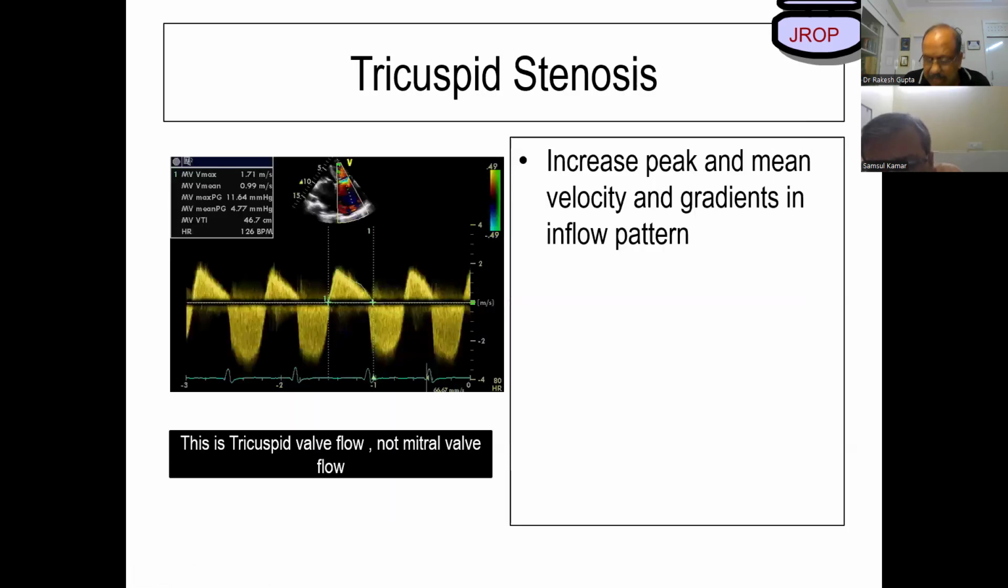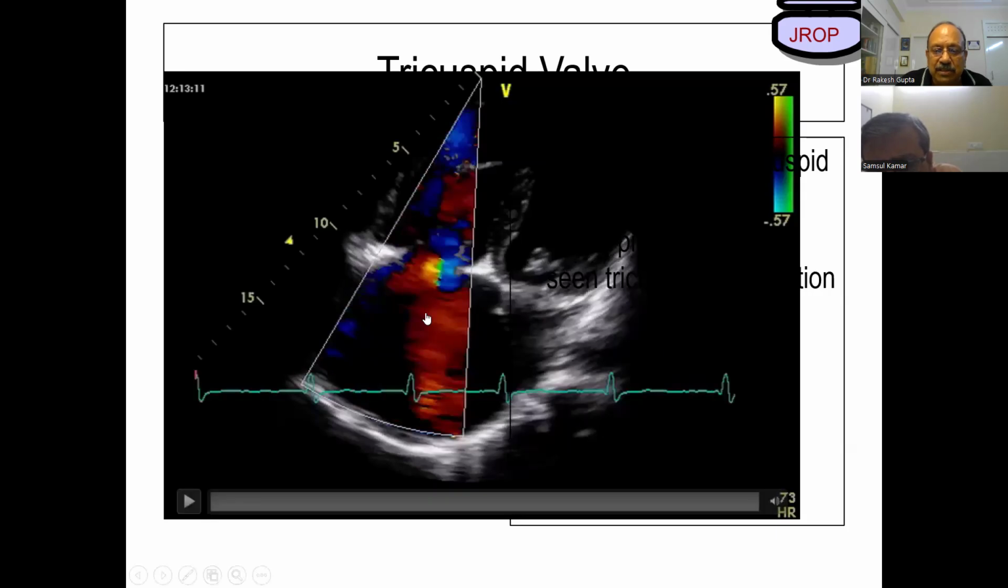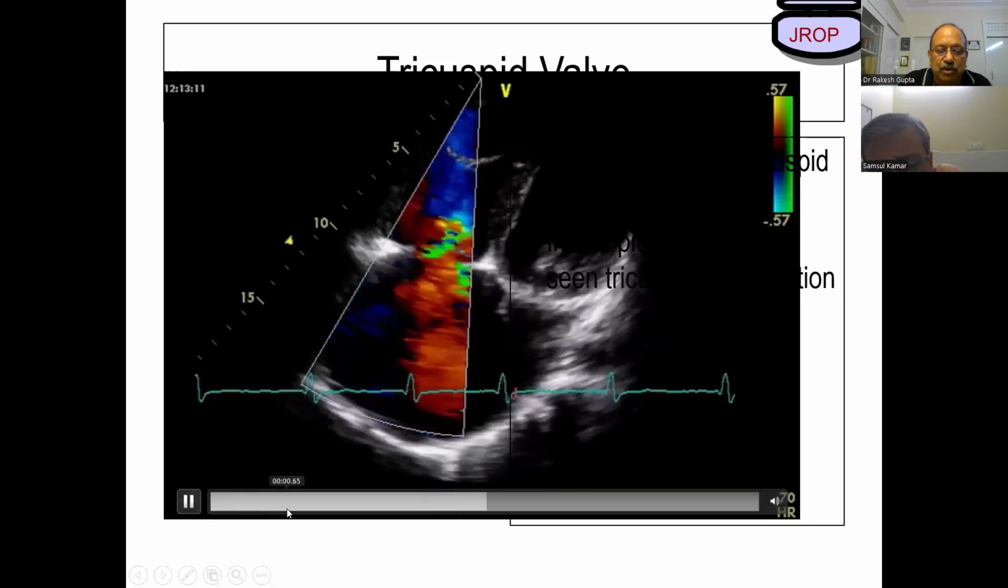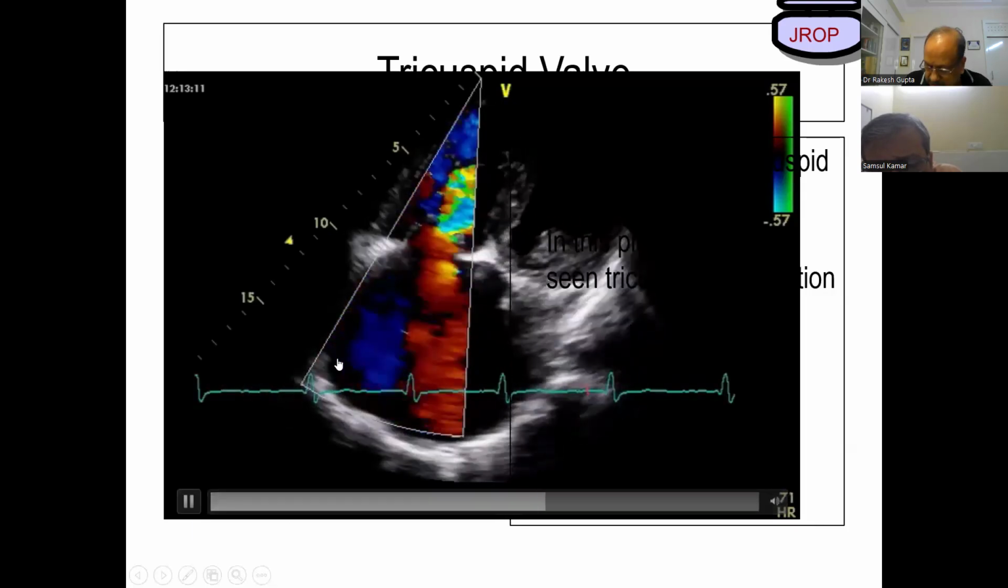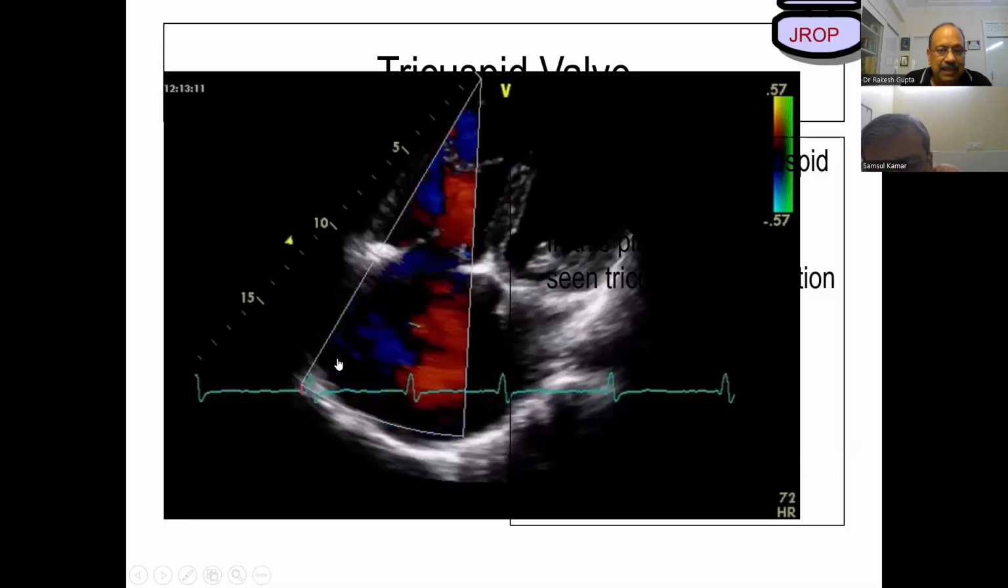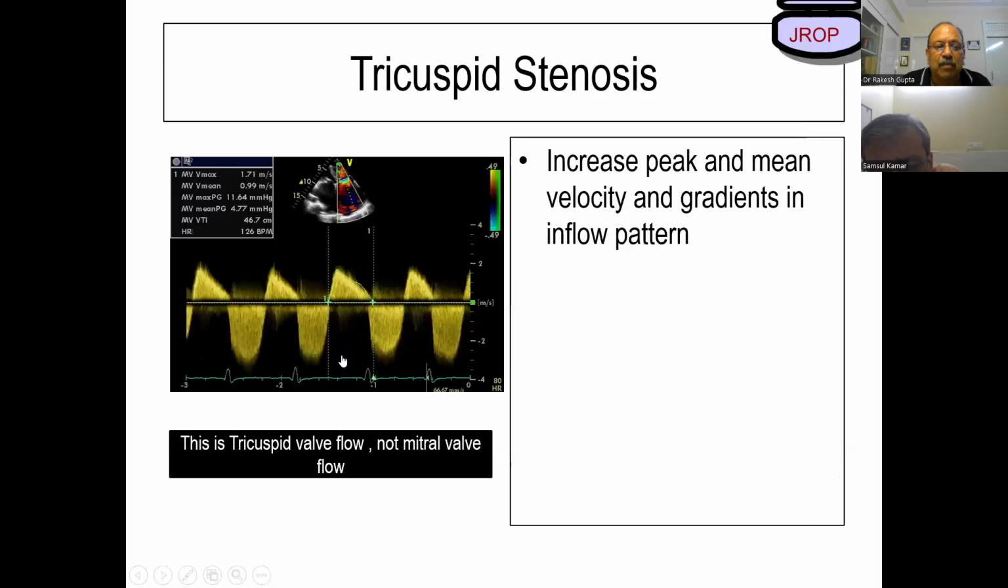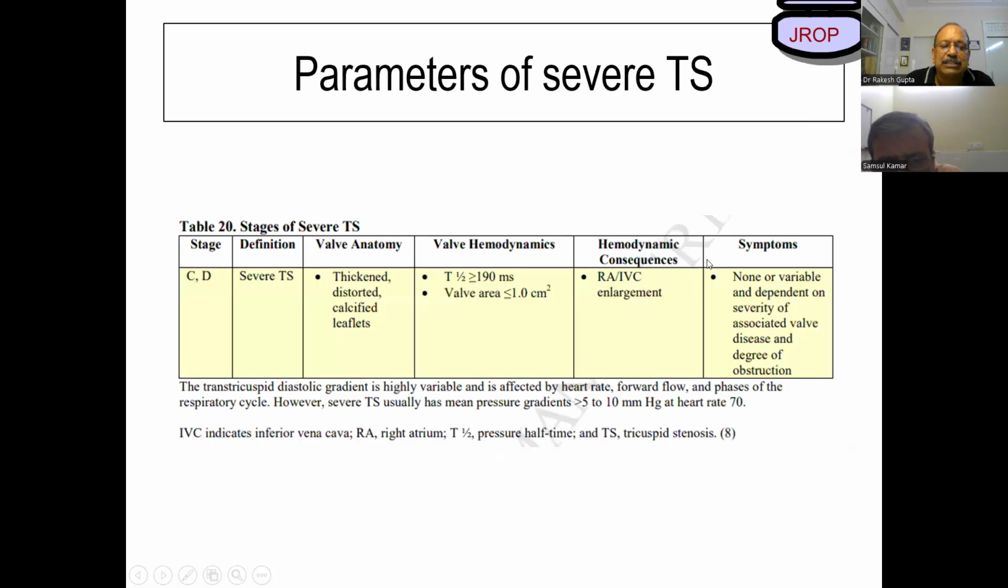All right. As soon as we see this pizza formation, what do we see? We see a restriction of the cusp motion. So when we see a restriction of these cusp motions, then we put a continuous wave Doppler and trace it, which gives you a mean gradient of more than 5 millimeters of mercury. So an increase in peak and mean gradients across this flow pattern is considered as severe tricuspid stenosis.